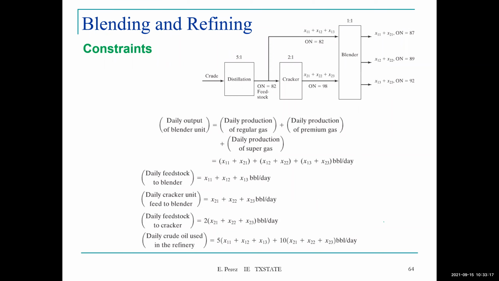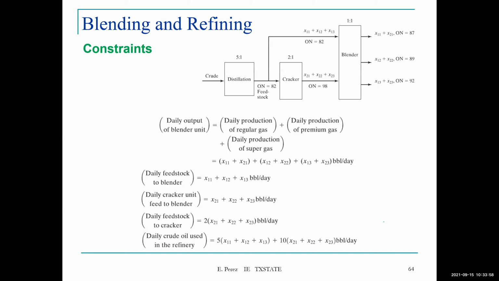Representation of the process. So we get the crude oil here, and we get the distillation. And for every 5 barrels of crude, we get 1 in the distillation process. And then from here, we can take this feedstock, ON82, and send it to the cracker to get it transformed to an ON98 product. And then the ratio here is every 2 barrels of ON82 that you send to the cracker, you get 1 barrel of ON98.